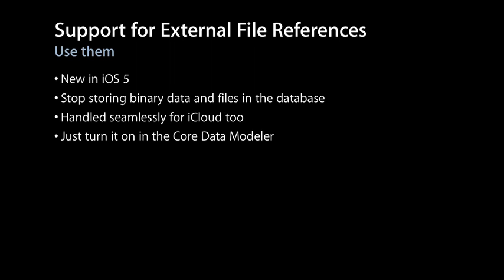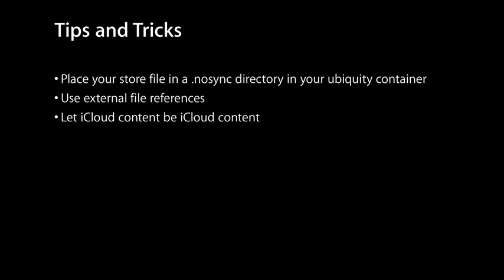So let's talk about some tips and tricks for working with core data and iCloud. First and foremost, make sure you place your store file in your Ubiquity container, but within a directory that ends in .nosync. You want to make sure that your core data store file is not directly syncing with the iCloud servers. The next is to use external file references. This is a fantastic feature, and it's a great way for you to keep your database performance more efficient.